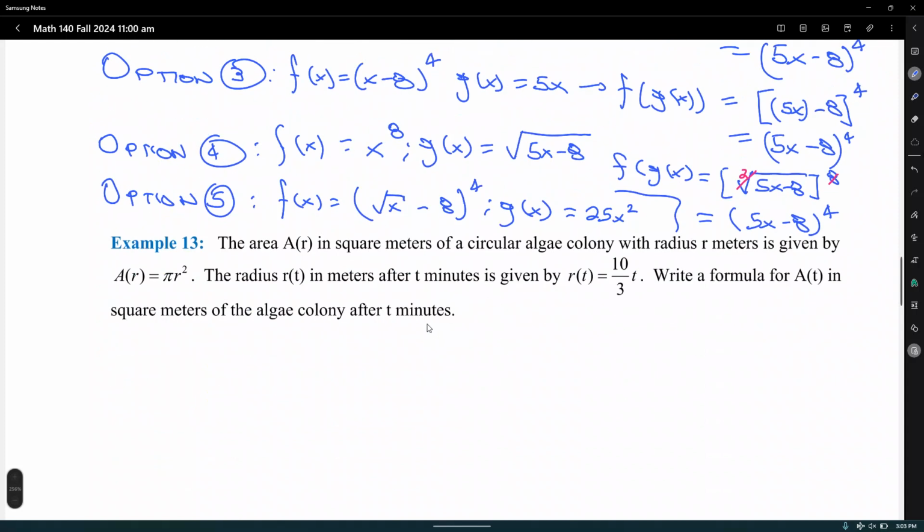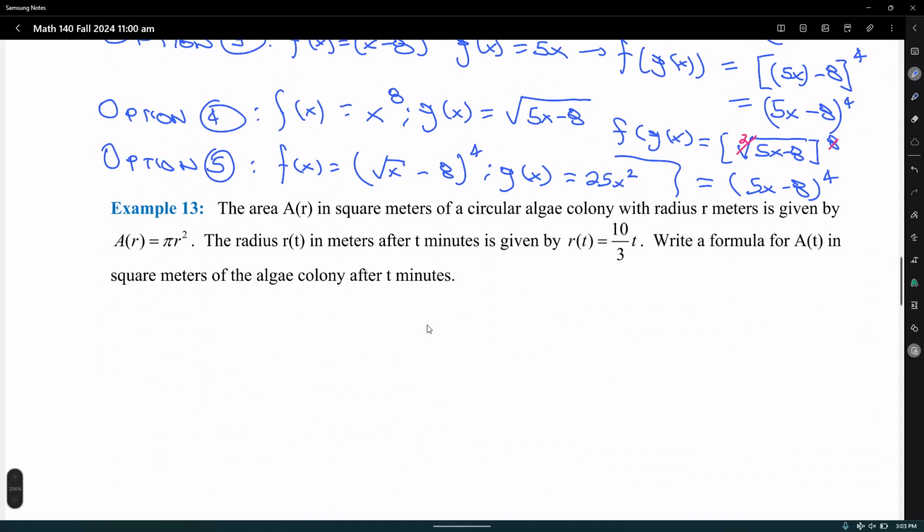All right, so let's wrap up these notes with one more example. The area in square meters of a circular algae colony with radius r meters is given by A of r equals pi r squared. That's just the regular formula to find the area of a circle. However, this radius is a function of time, because think of monitoring how fast a colony of algae is growing or maybe getting smaller as time moves on. And it looks like the radius is a linear function of time.